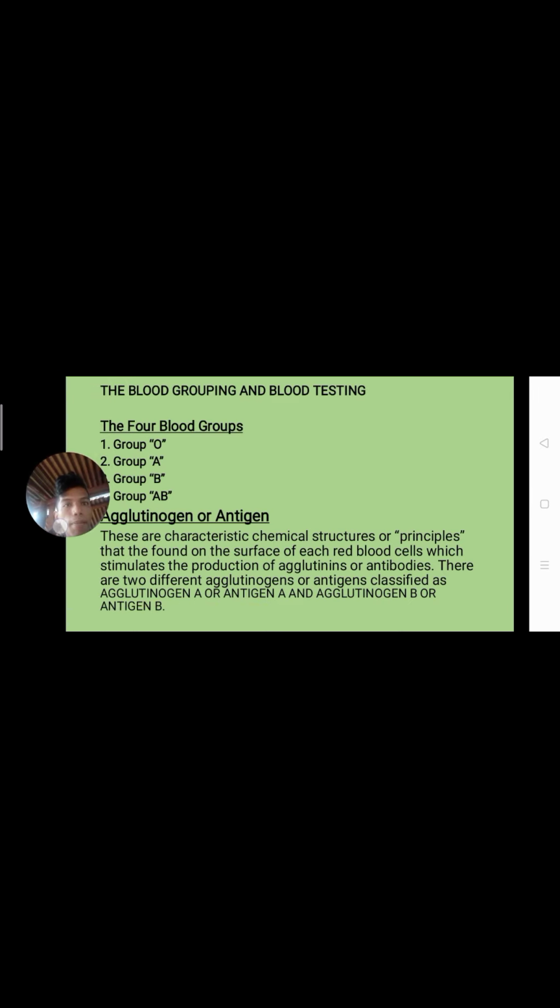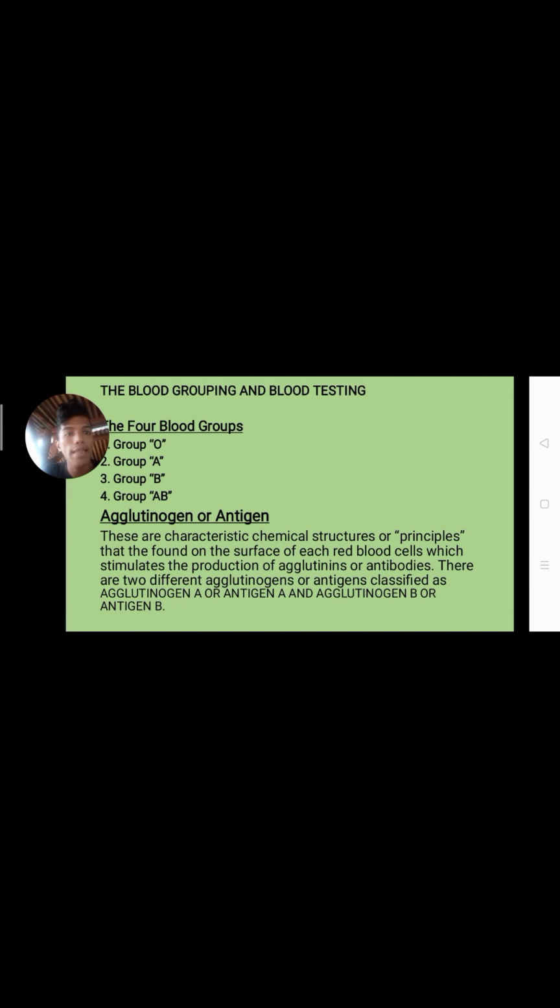So, blood typing or blood grouping in blood testing. So, the four blood groups. Number one, the group O, the group A, group B, and group AB. So, mao ni ang mga types sa dugo sa katao.